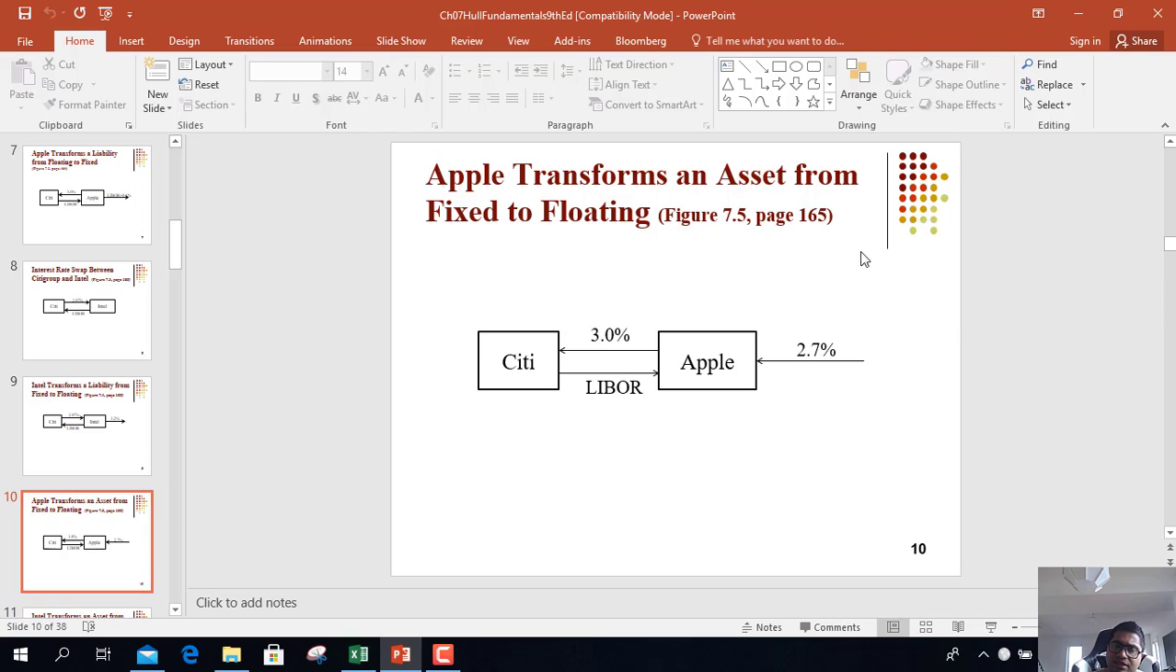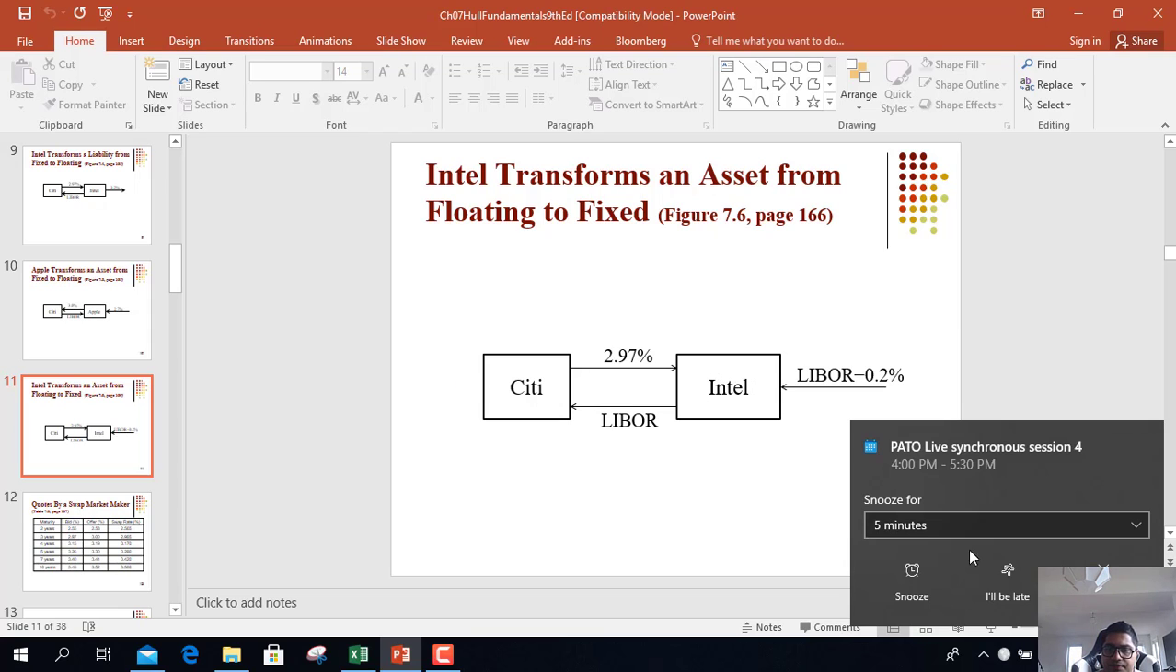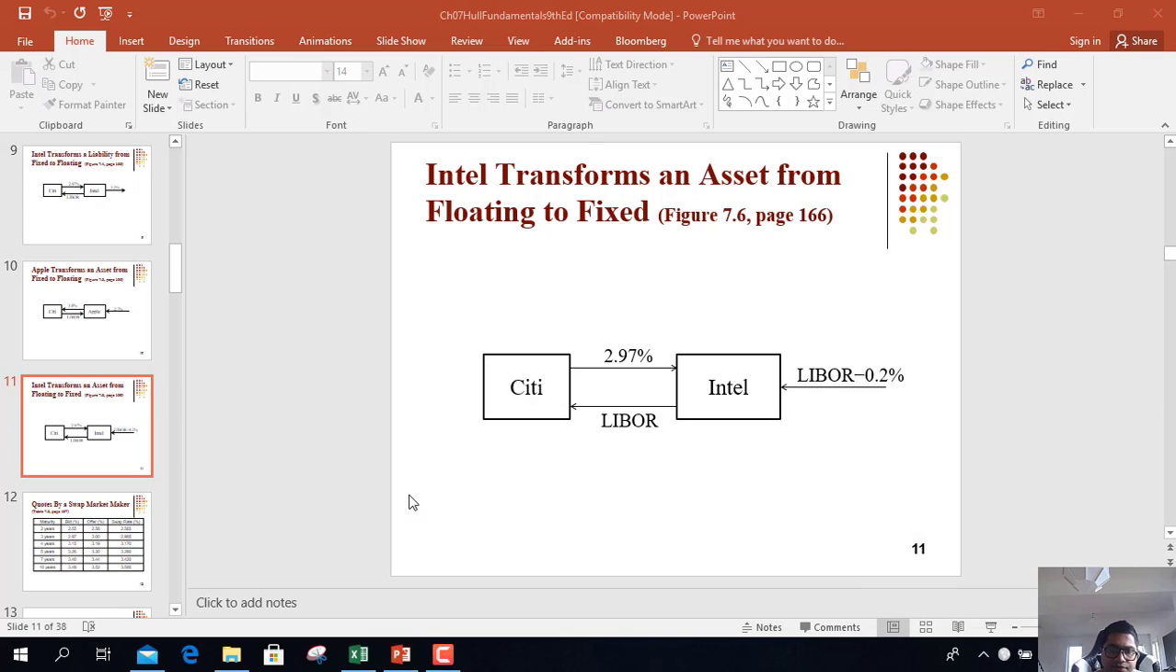In the same way, they have given another swap example where Apple can transform an asset. So the bank example: RBC was getting a fixed rate, so it will pay that fixed rate to Citi and get back LIBOR. So it is converting an asset that pays fixed into a floating rate. In the same way, TD was getting a floating rate, so it is paying floating and getting fixed from RBC. Okay.